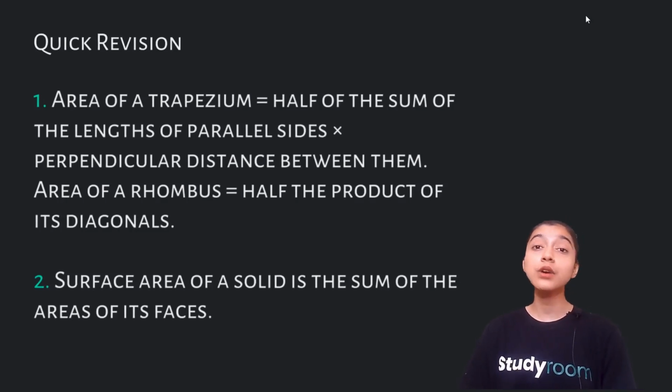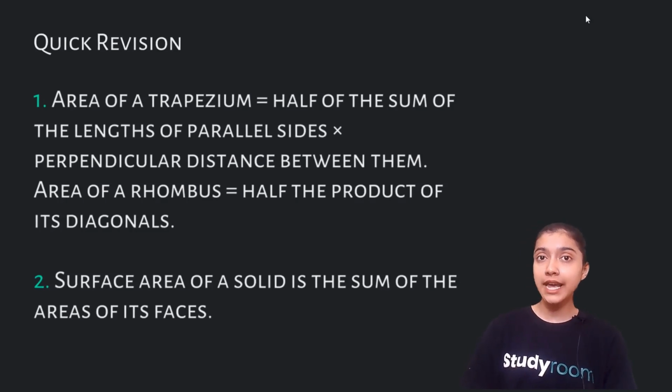Next up, I taught you about the rhombus. In a rhombus, all the sides are equal in length and the opposite sides are parallel. The area of a rhombus is equal to half multiplied by the product of the diagonals. If we have two diagonals D1 and D2, the area of the rhombus will be half multiplied by D1 multiplied by D2.